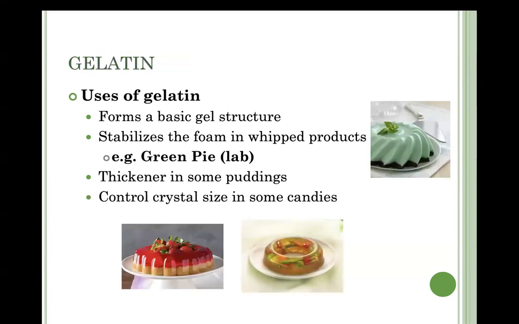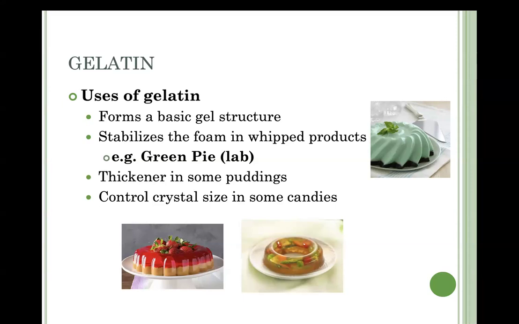All right. So how do we use gelatin? We use it to form the basic gel structure. You guys will be making the whipped lime pie in the lab. This is a delicious pie. It does melt rather quickly. You are going to be using condensed milk as a foam. You're also going to be adding lime jello to this. It looks weird. It sounds a little bit funky, but it is quite delicious.